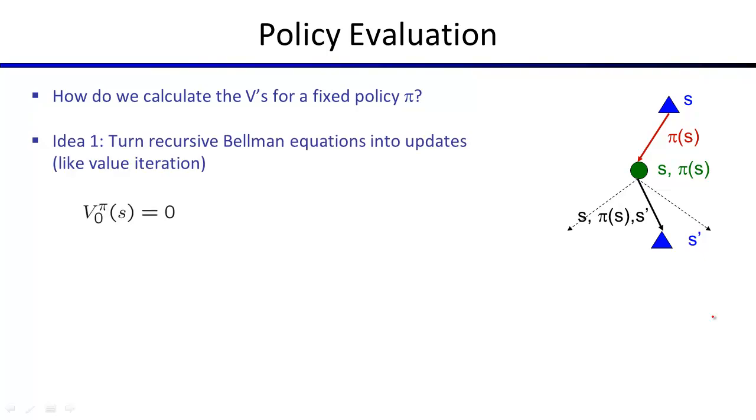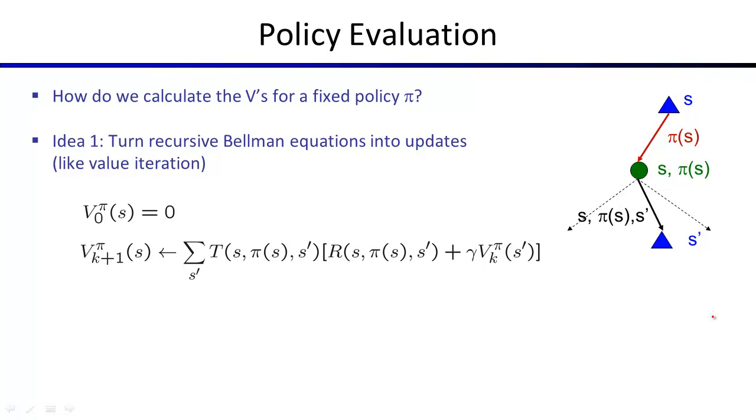You can do these recursive updates. You start with 0 time steps left. Value of the policy for each state is 0. And then this is value iteration, but without the max over here. Why is the max gone? Because you don't get to choose the action. Otherwise, this is exactly the same as the value iteration updates.